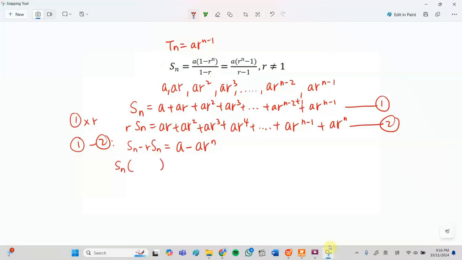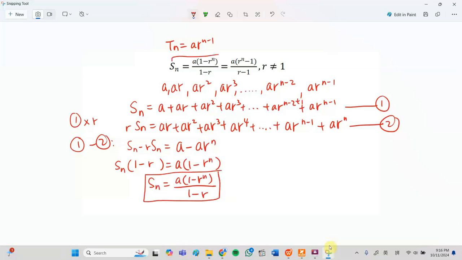So what is left inside the bracket here after we do the factorization, we get 1 minus r. Likewise here, we are going to factorize out the a times 1 minus r to the power of n, and we are going to move this here. So it becomes Sn equals a times (1 minus r to the power of n) over (1 minus r). And you can see that this is this part.